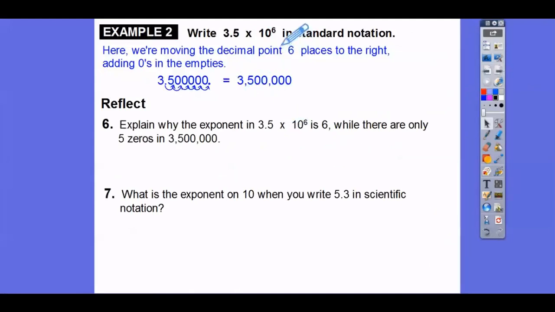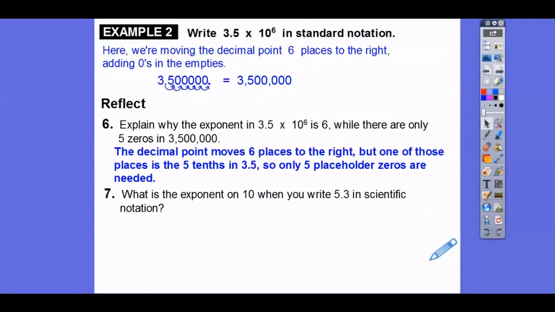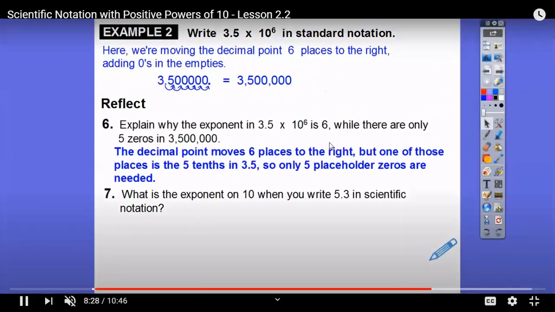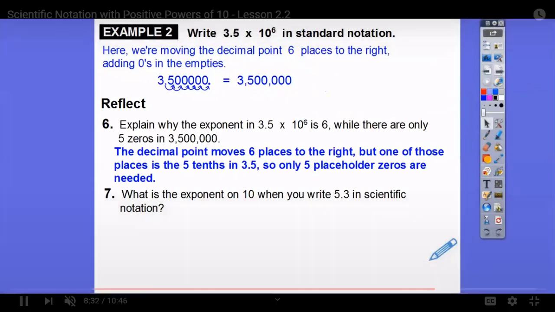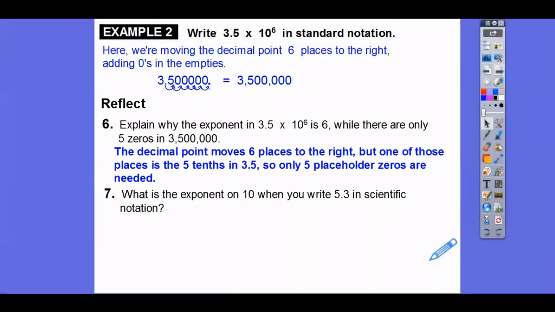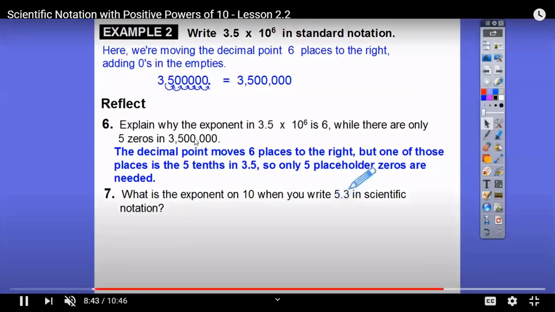So this is where we find the number in standard form when it is given in scientific notation, and we want to change it into standard form. Standard form has zeros. Scientific notation is a shortcut method, which is a times 10 to the power. In this question, as I said, the decimal point moves 6 places to the right, but one of those places is the 5 in 3.5. So only 5 placeholder zeros are needed.